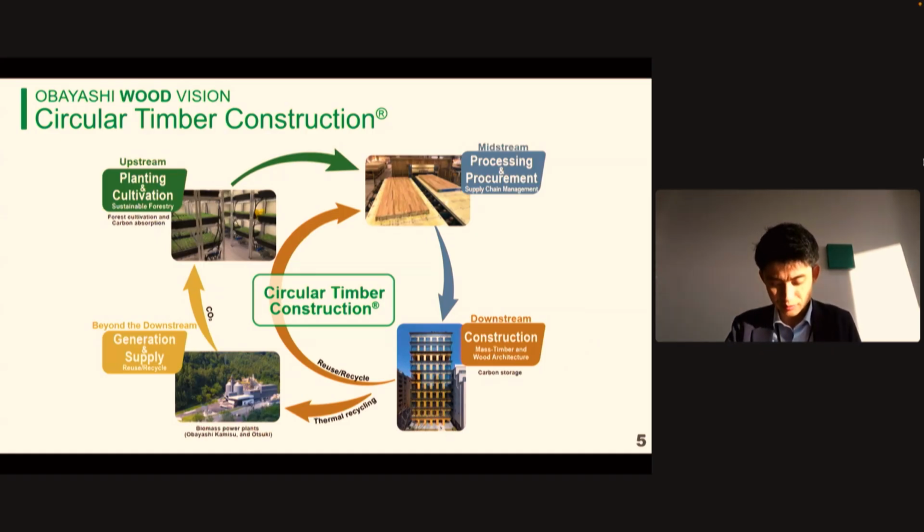Upstream, we contribute to forestry, developing new seedling cultivation techniques that combine artificial and natural light. Midstream, we strengthen the supply chain. Lumber processing and cross-laminated timber manufacturing companies are in our group, and the carpentry company is also in our group. So working together with them, we develop new solutions. And downstream, our core business, design and construction as a general contractor.